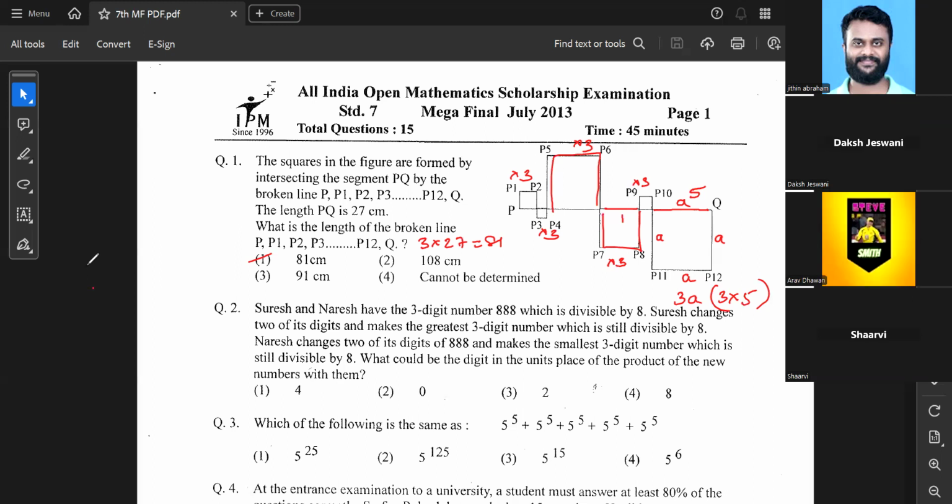Sir, I didn't understand this. Okay, my dear child, this is actually a very simple concept. I'll explain this for the last time now. Okay, please pay attention very carefully.